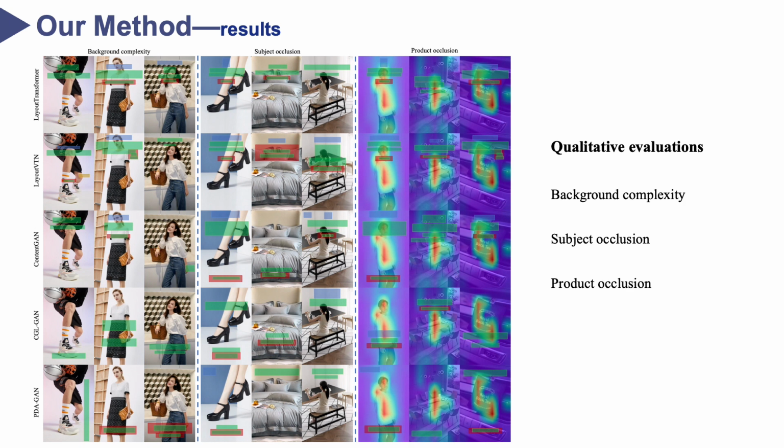As shown in the second and third columns, when the background of the text element is complex, PDA-GAN will generate an underlying bounding box to replace the complex background. From the middle three columns, we see the bounding boxes generated by PDA-GAN avoid the subject region. Thus, the generated posters better express the information of the subject and layout elements. In the rightmost three columns, PDA-GAN generates layout bounding boxes on regions with low saliency values to avoid occluding products.